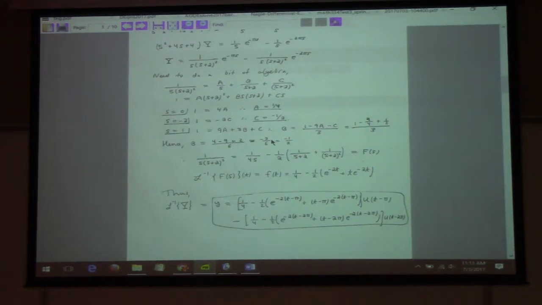Up here, I'm trying to take the inverse transform of that. The theorem says you take the inverse transform of whatever that is, evaluated at t minus pi. So I take this right here and evaluate at t minus pi. Everywhere there's a t, I replace it with t minus pi: 1/4 minus 1/2 e^(-2(t-π)) plus (t-π) e^(-2(t-π)). All of that gets multiplied by u(t-π). That's the theorem. Then I do the same for the other term, but with t minus 2π: 1/2 e^(-2(t-2π)), plus (t-2π) e^(-2(t-2π)), times u(t-2π).